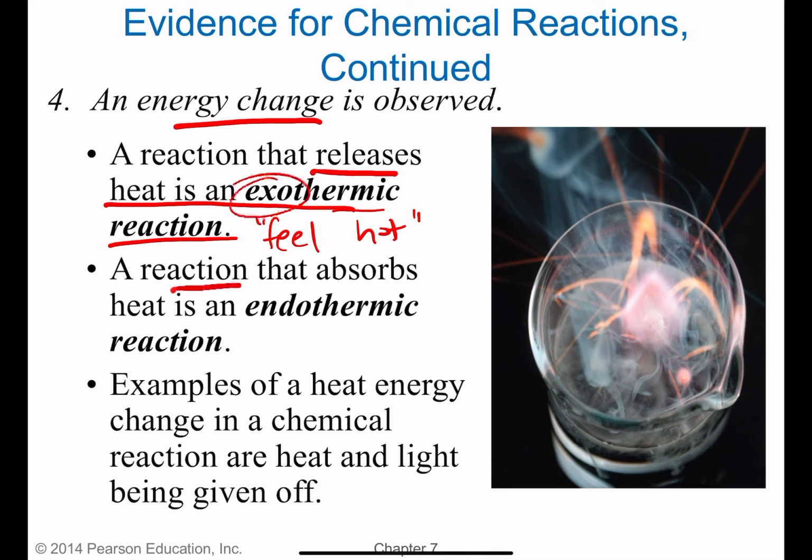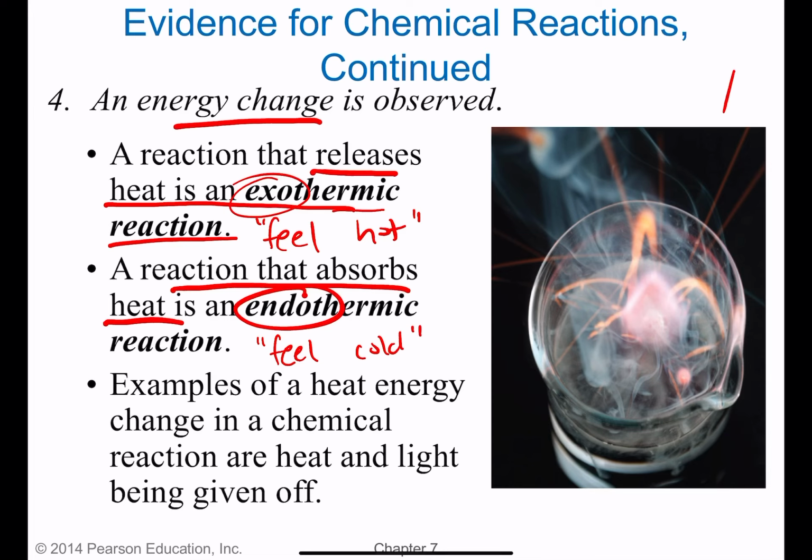And if the reaction absorbs energy, then we call it endothermic, and endothermic would feel cold. So you do the reaction in your test tube, you hold the test tube in your hands, and it feels cool or cold. That's an indication that a chemical reaction has occurred.